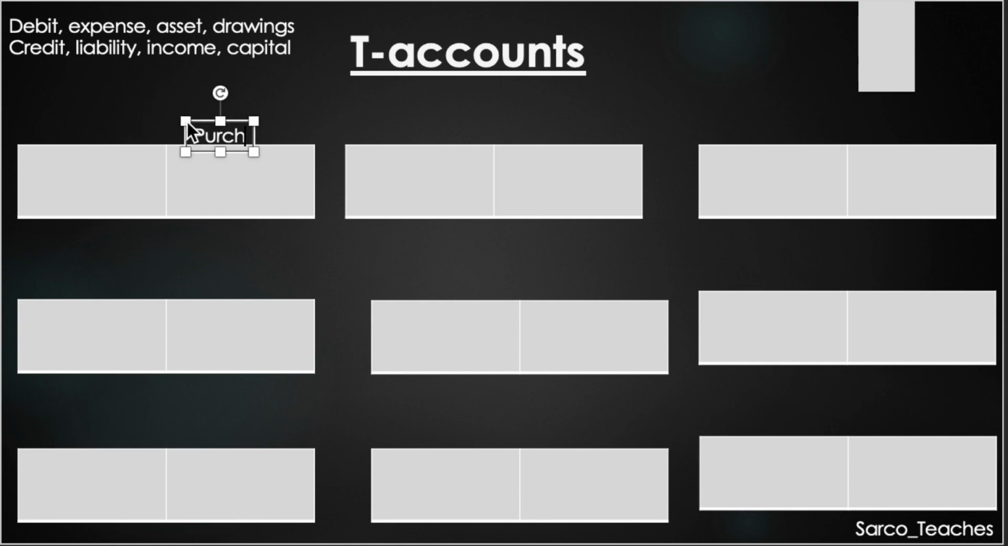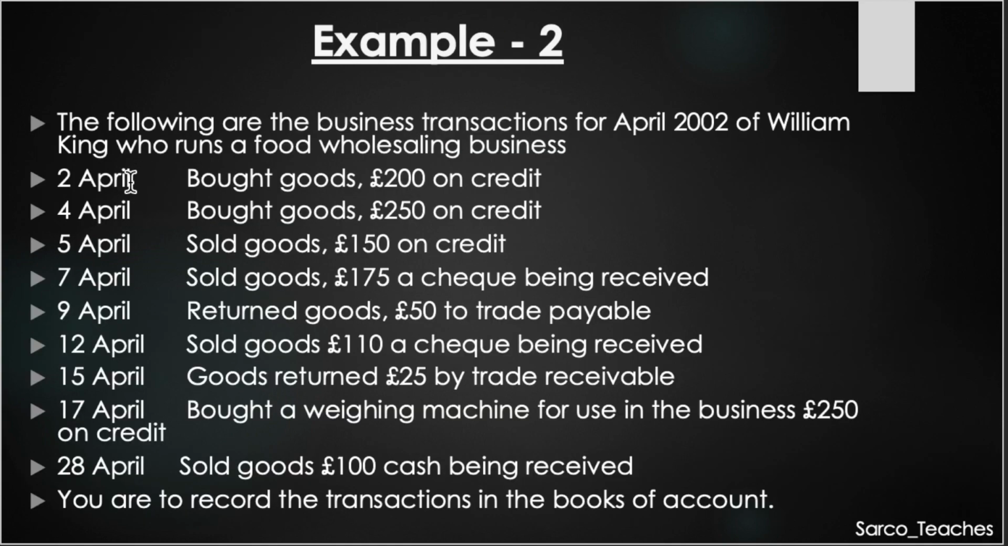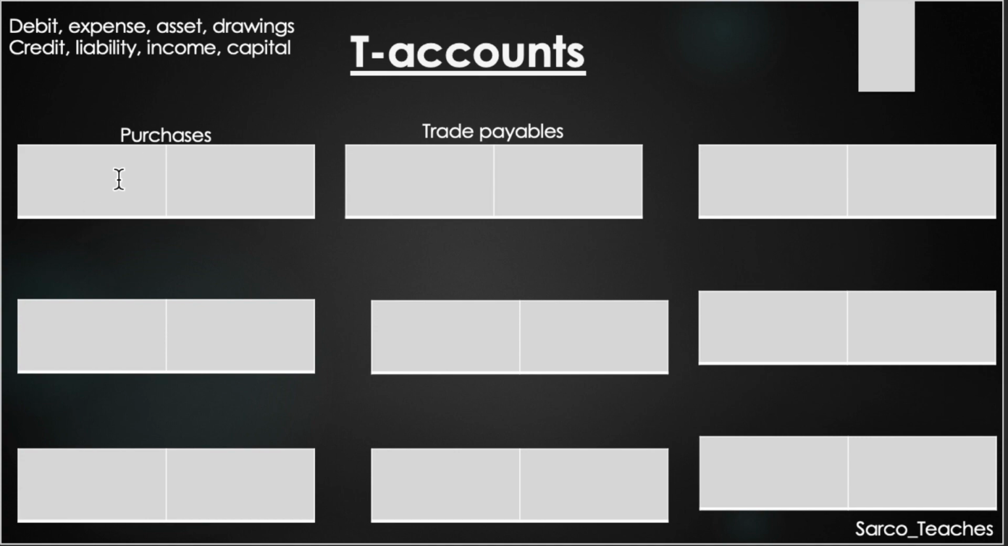So the two accounts that you'll be opening are purchases and trade payables. The reason why purchases is because we've bought goods, and trade payable is when we've bought goods on credit, buy now, pay later. Okay, so we go back to check the date. It says 2nd of April. So we go into our purchases, and purchases are an expense.